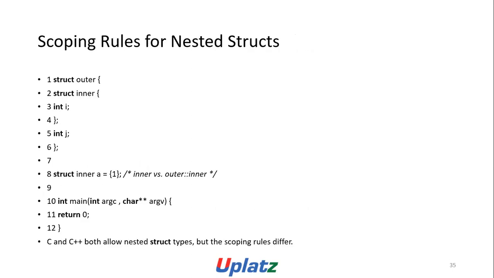Scoping rules for nested structs. struct outer { struct inner { int i; int j; }; struct inner a = 1; }; inner was outer, inner, int main(int argc, char *argv[]) { return 0; }. C and C++ both allow nested struct types, but the scoping rules differ.